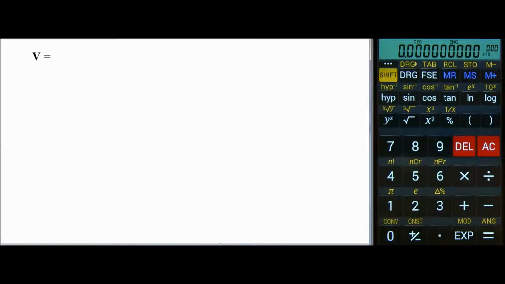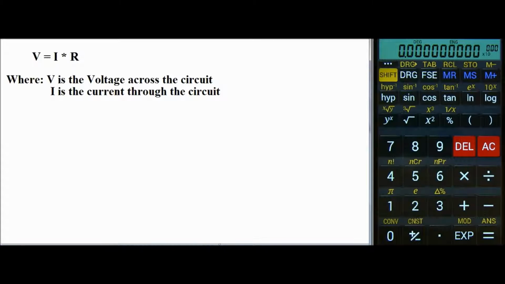Ohm's law says that V is equal to I times R, where V is the voltage across the circuit, I is the current through the circuit, and R is the total resistance of the circuit. Because this formula has three variables, we can look at it in two other ways. We can state that the current of the circuit is equal to its voltage divided by its resistance, or its resistance is equal to the voltage across the circuit divided by the total current through the circuit.